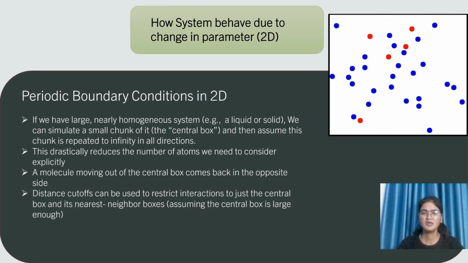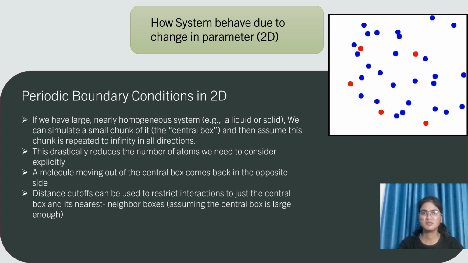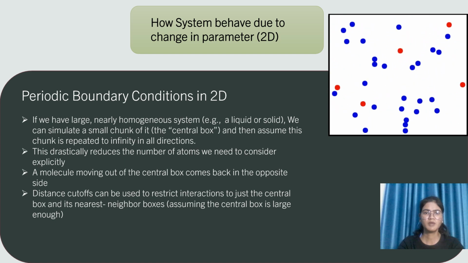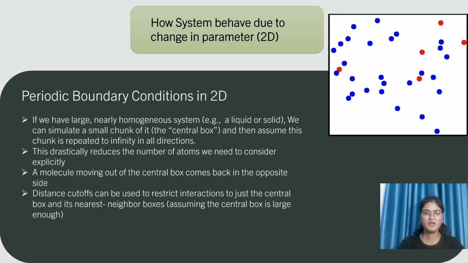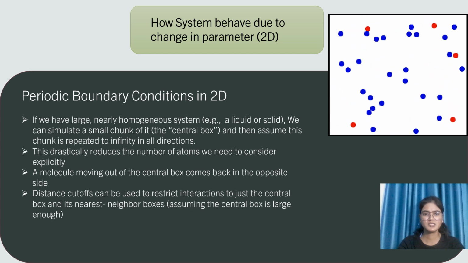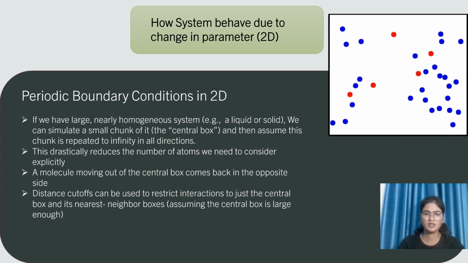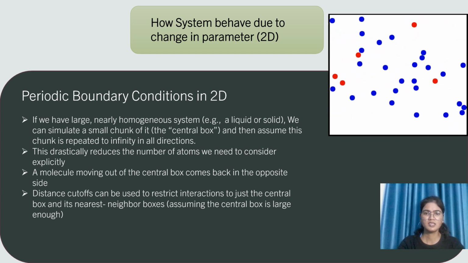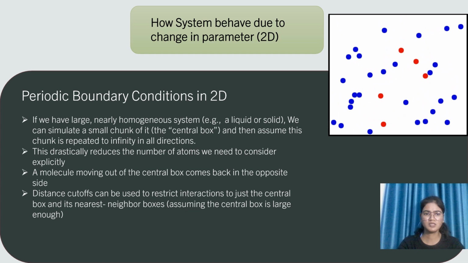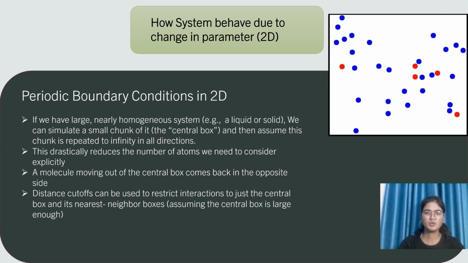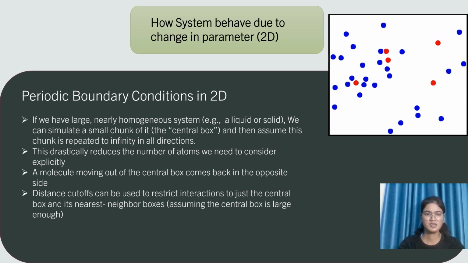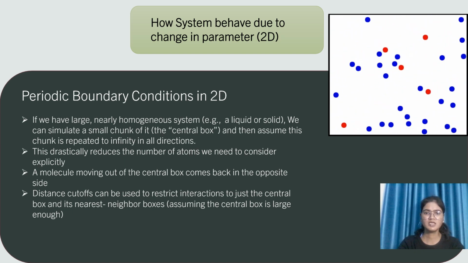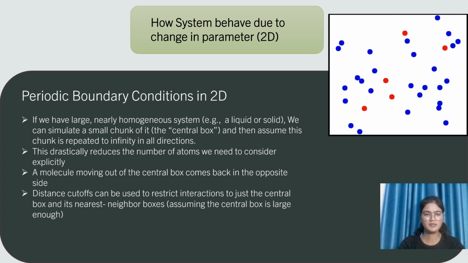Here you can see how it behaves if we change some parameters. Periodic boundary condition: if we have a large, nearly homogeneous system, for example a liquid or solid, we can simulate a small chunk of it, the center box, and then assume this chunk is repeated to infinity in all directions. This drastically reduces the number of atoms we need to consider explicitly.